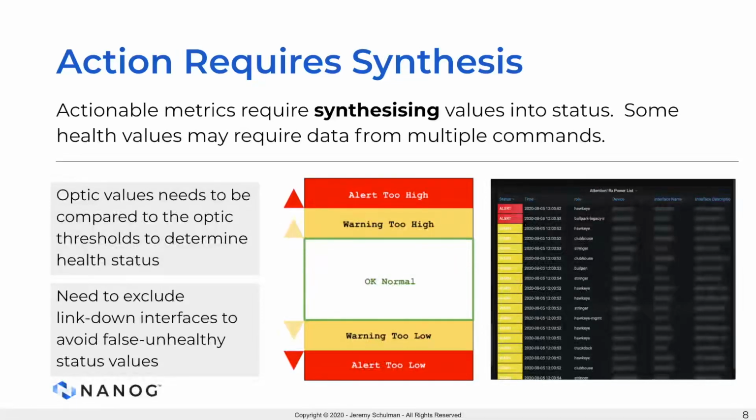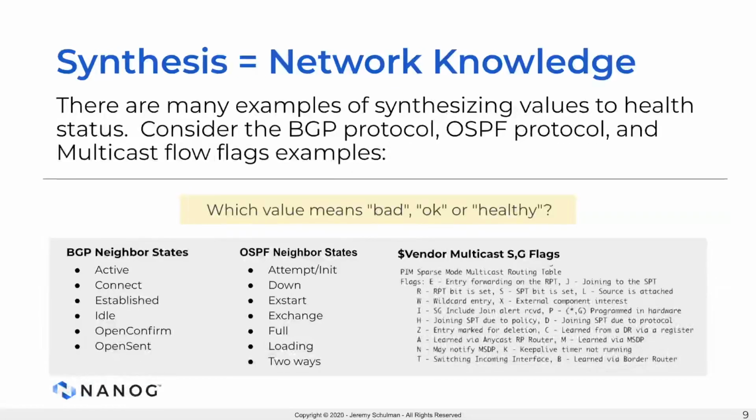And to achieve this kind of synthesis may actually require executing more than one command on a device. For example, we might not want to include device interfaces that are down because in those cases you would get false positive errors. So you might have to first find all the interfaces, look at their up-down status, and then only look at the transceiver values for the interfaces that were up.